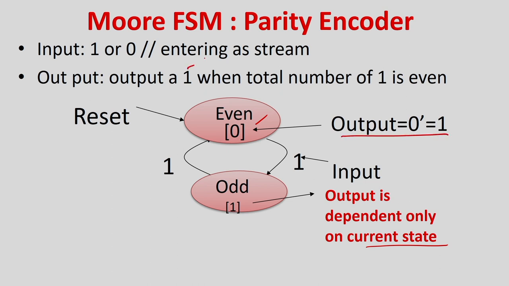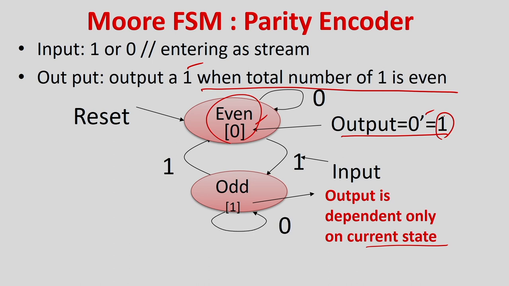So, output 1 when the total number of 1s is even. If you are in the even state, even is encoded as 0, and the output is the state complemented: 0 complemented is 1, so the output is 1. And if you are in the even state and you get a 0, then it will still be even, and if you are in the odd state and you get a 0, then it will still be in the odd state.